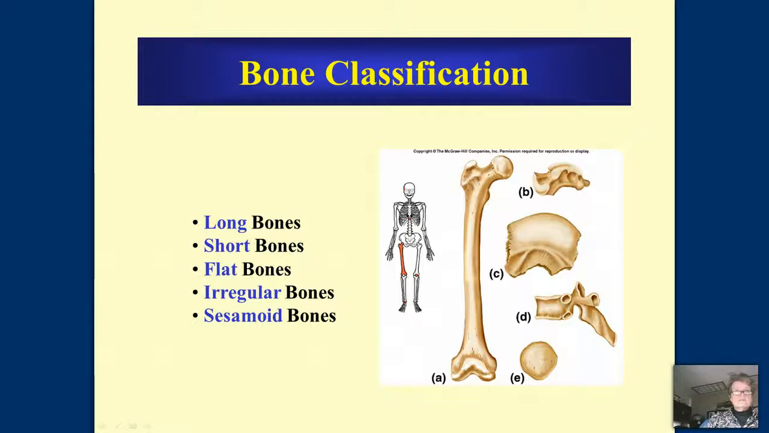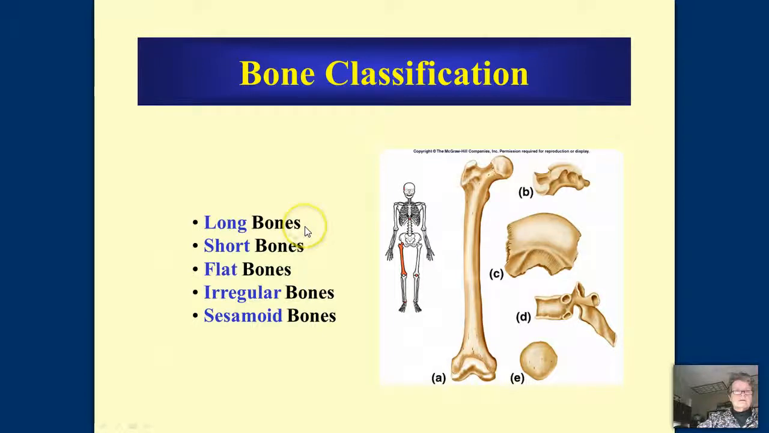Okay, let's look at the classification of bones. We talked about this a bit in lab, or we will talk about this in lab if you haven't gone through your lab yet. Long bones are usually longer than they are wide. Here's a femur. Look at the length of that long bone. Long bones are longer than they are wide.